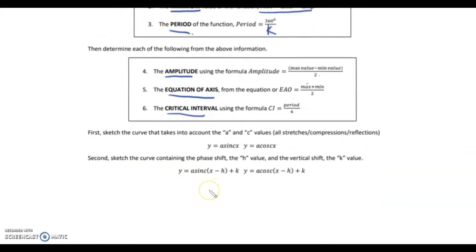Okay, first sketch the curve that takes into account the A and the K values. Okay, we talked about this. The A value, we're basically labeling our y-axis, and our K value allows us to label our x-axis. Okay, this will take into account all stretches and compressions. Reflections we're going to do by patterning.